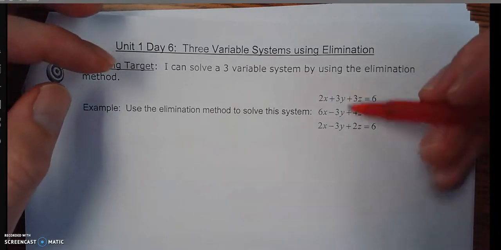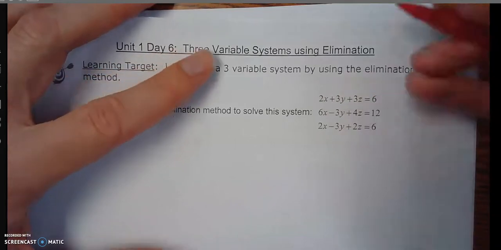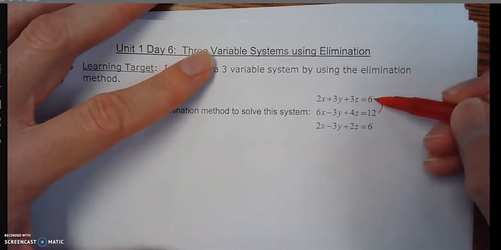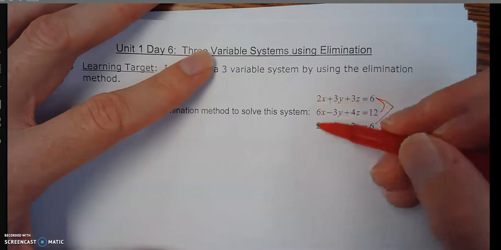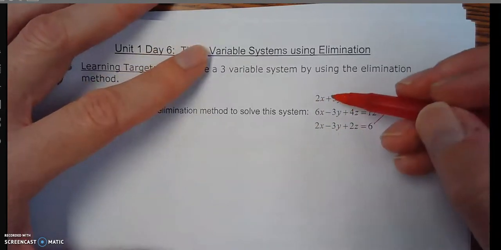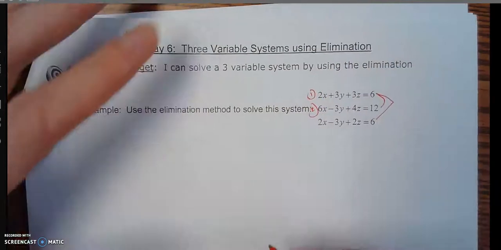Okay, so when I'm looking at this, it sure looks like the y's would easily wipe out. If I combine these 2, the y's would wipe out. And then if I combine these 2, the y's would wipe out again. You could do x's, but you'd have to do some multiplying before it worked. Same thing here, it'd be several multiplications. But right now, I could just combine the first and second equation. And I'll just do that right now.